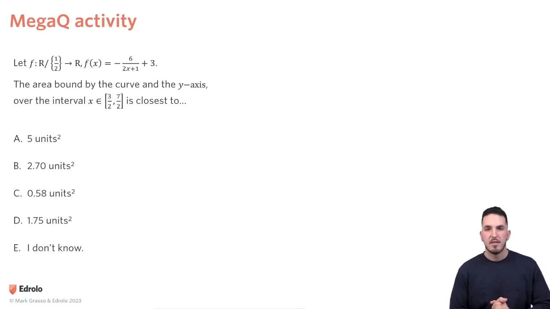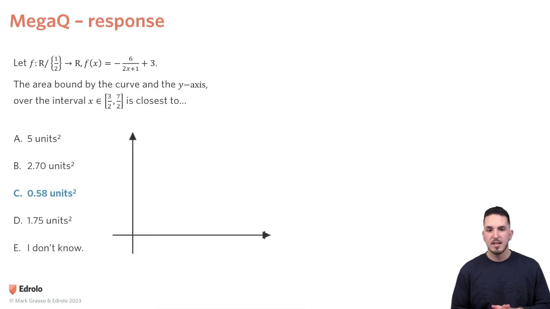So let f be defined for all real numbers except a half, where f of x equals negative 6 on 2x plus 1, plus 3. The area bound by the curve and the y-axis over the interval x is an element of 3 on 2 to 7 on 2 is closest to. So I hope that you got the answer 0.58 units squared.